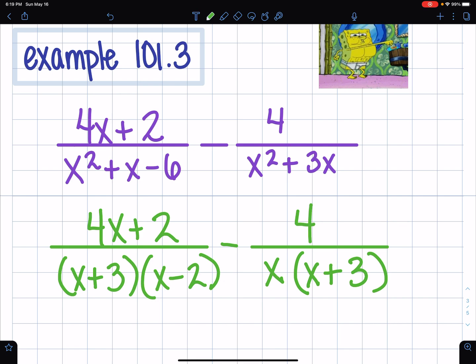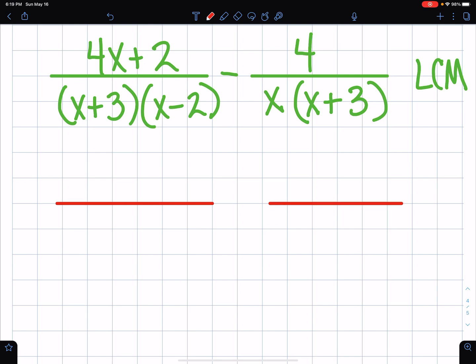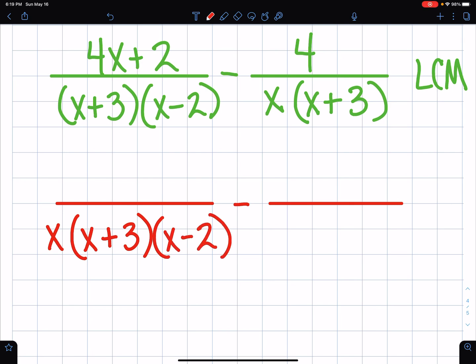Okay, so now we have to find the least common multiple. All right, LCM. Ready for the LCM? What is going to be the LCM between these two? Well, we need this x. We need to put that there. And then we need an x minus 2 over here, and then they will be the same. So now is where I'm changing. I'm not changing the value though, right? Because I'm multiplying the numerator and the denominator by the same thing, so that doesn't change the value of it. It just changes what it looks like.